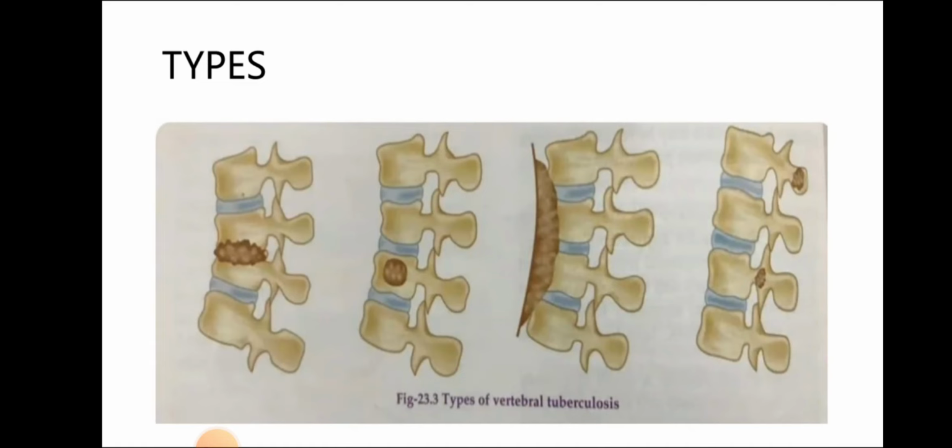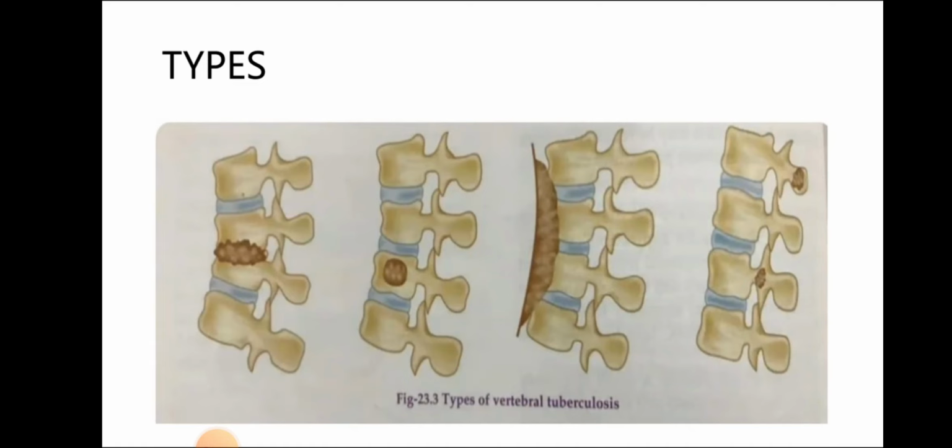The third one is the anterior type. In the anterior type, the infection is localized to the anterior part of the vertebral body. As you see in the image, the anterior part of the vertebral body is affected. From the anterior part, the infection spreads up and down under the anterior longitudinal ligament. That is what happens in the third type, the anterior type.